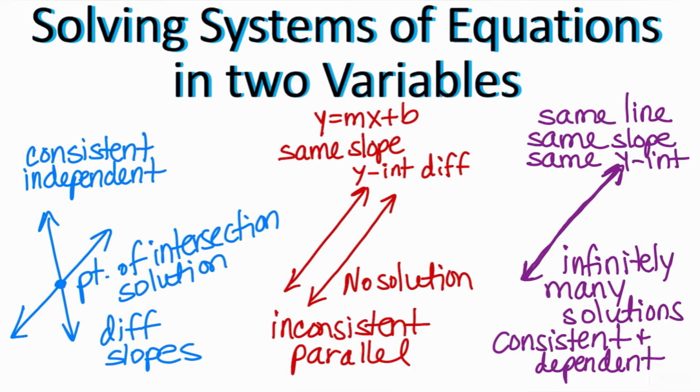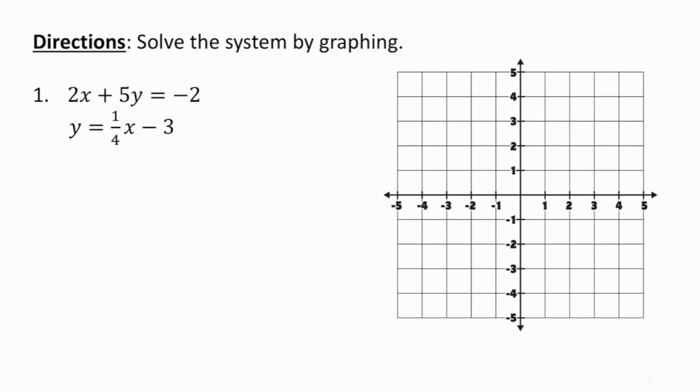And in this case, they're going to touch infinitely many times. So we say that there's infinitely many solutions, and the system is called consistent and dependent. Let's check out some of the problems to see what they ask us for. Directions: solve the system by graphing.